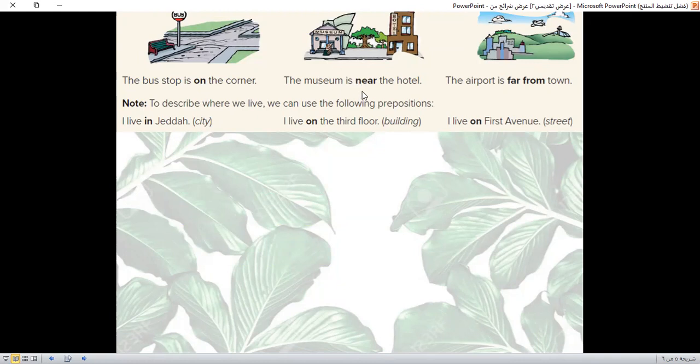The museum is near the hotel. And please, I need you to make differences between near and next to. As you can see, what is the difference between near and next to? Near, close. And next to, beside. Which one is the nearest? Near or next to? Next to. Yes.